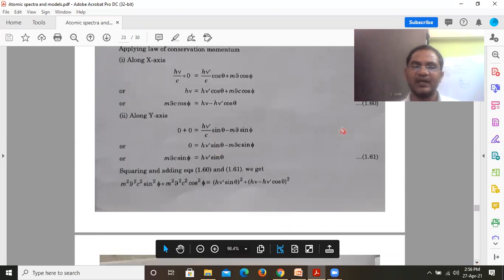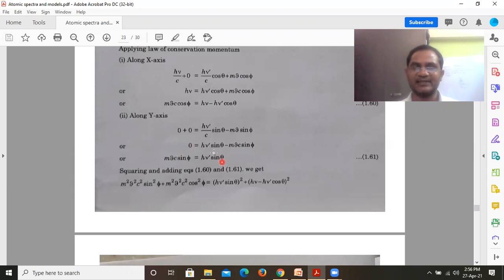Now, equation 2 and equation 3. Squaring both sides and adding, what do we get? m square v square c square sin square phi plus m square v square c square cos square phi is equal to, on the right side, (h nu minus h nu dash cos theta) whole square plus (h nu dash sin theta) whole square. So that is written here.